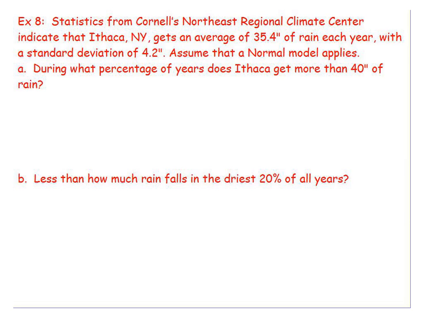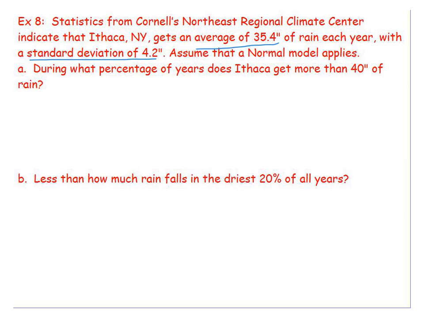First of all, the info that I just gave you, the average of this and the standard deviation of that, that's your population data. That is for Ithaca, New York, all of history. So we assume that that is your normal population data. Nice thing it says here, we can assume that a normal model applies, which means we don't need to check any conditions whatsoever. We can make that assumption because it's told in the problem.